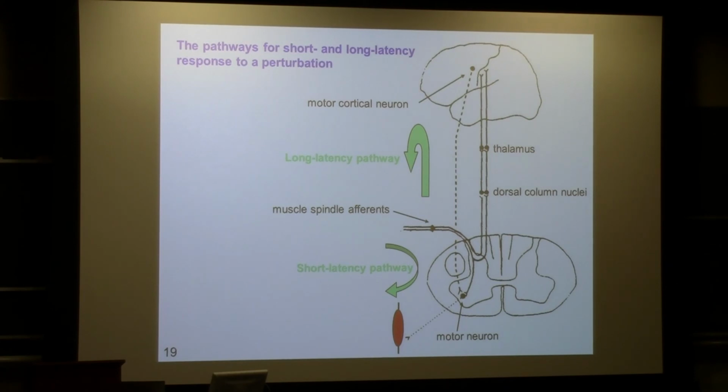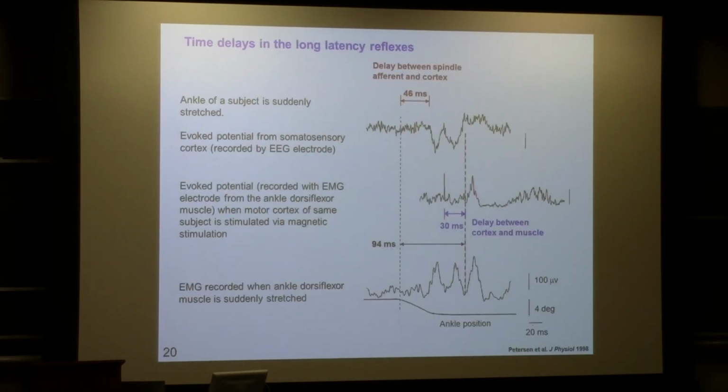So we're getting two responses, a short latency and a long latency. All right, so what are these latencies and how can we tell? So this experiment shows you some of the time components of this problem, the time delays. What we have is a subject who's sitting comfortably, the ankle is suddenly stretched. So the ankle is moved like this.